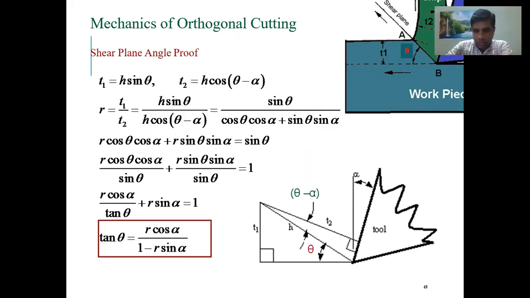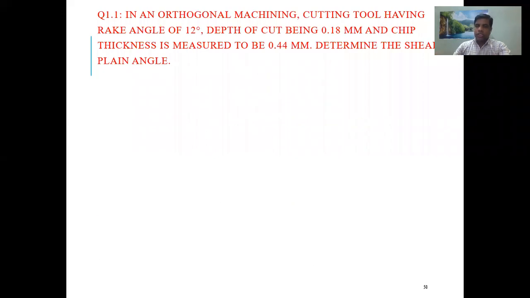So then we'll take one small problem so that it is easy for you to remember. Here theta is the shear angle, right? The importance of shear angle, you can see after this. Once we derive the formula, we'll see one problem. In an orthogonal machining, last class we saw the classification of machining processes: orthogonal cutting and oblique cutting. So what is orthogonal cutting?